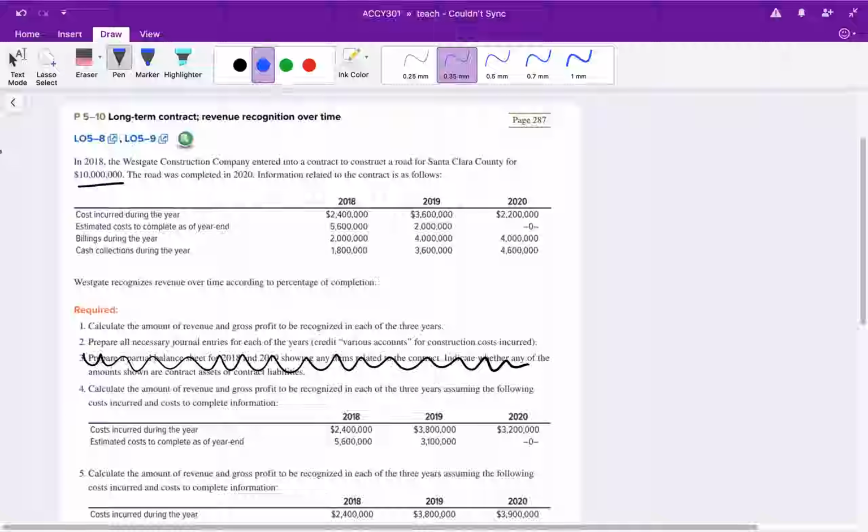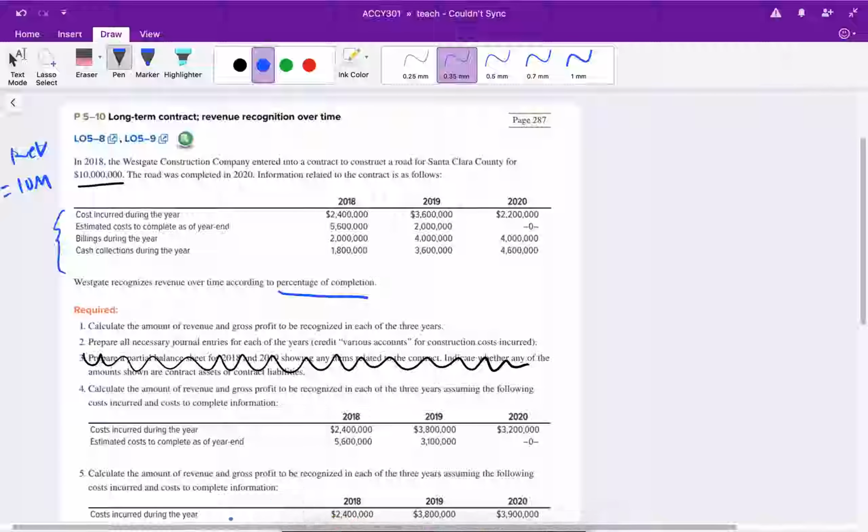So let's write our revenue. Total revenue is $10 million. The road is completed in 2020. Information related to the contract is as follows. And then Westgate recognized revenue over time according to percentage of completion.